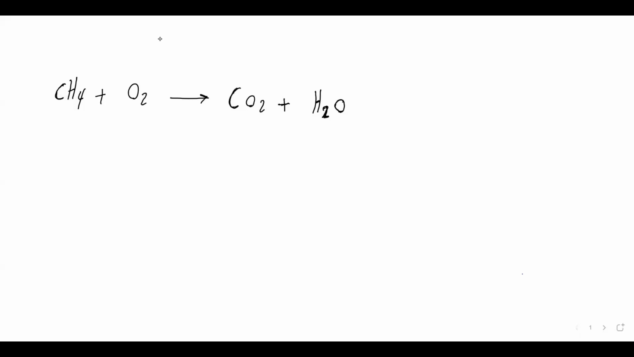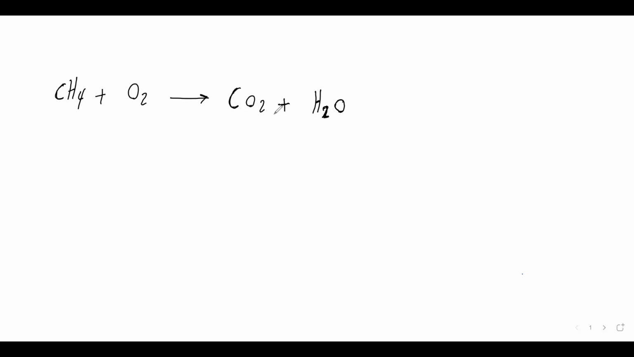Hi everyone, in this video, I'm going to show you how to balance chemical equations. I'll go over two different types of chemical reactions in this video. Here is the first one. We have methane plus oxygen produces carbon dioxide plus water. Okay, we want to balance this equation.